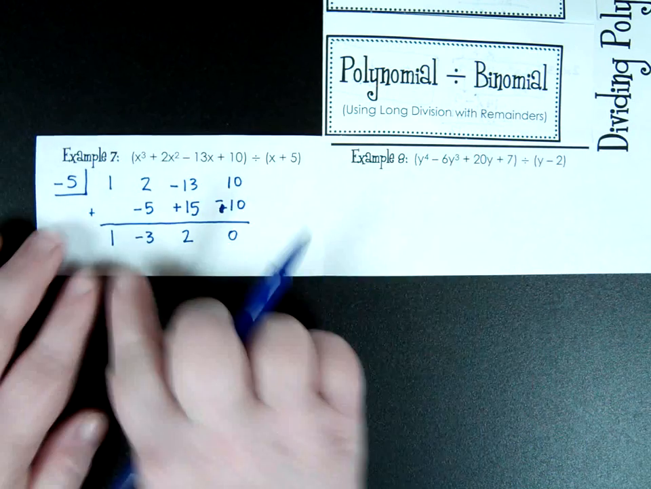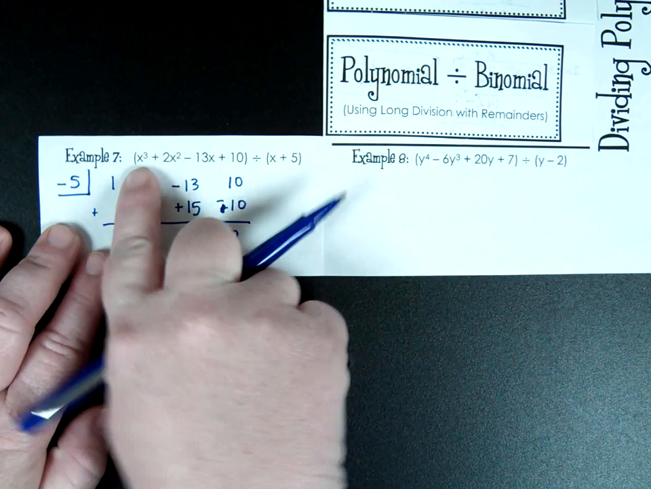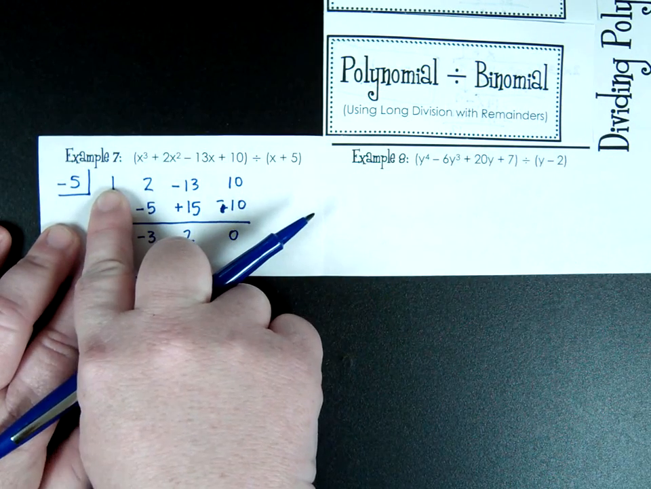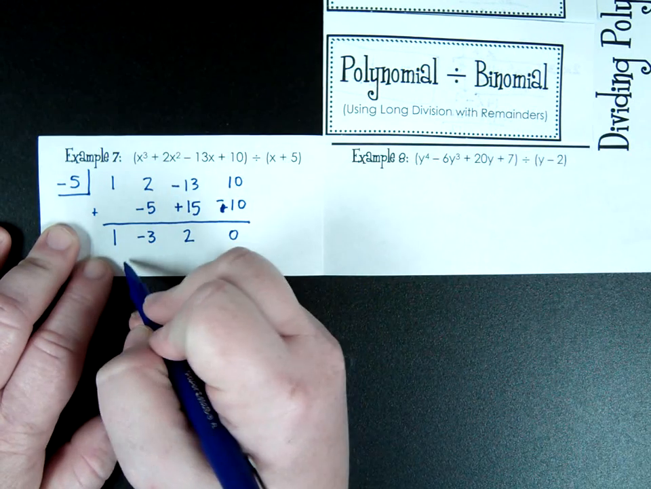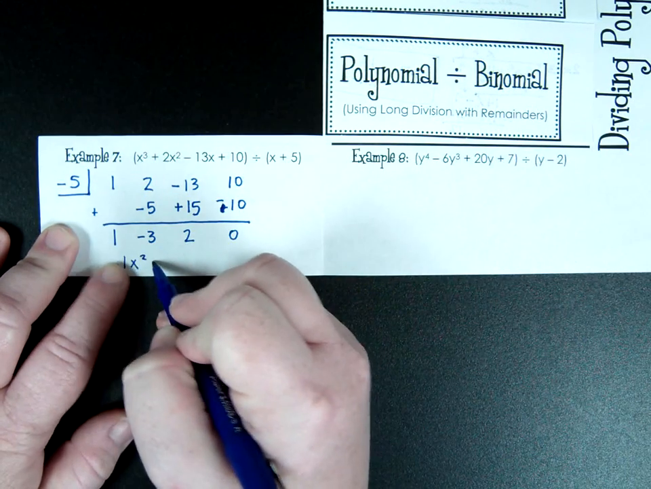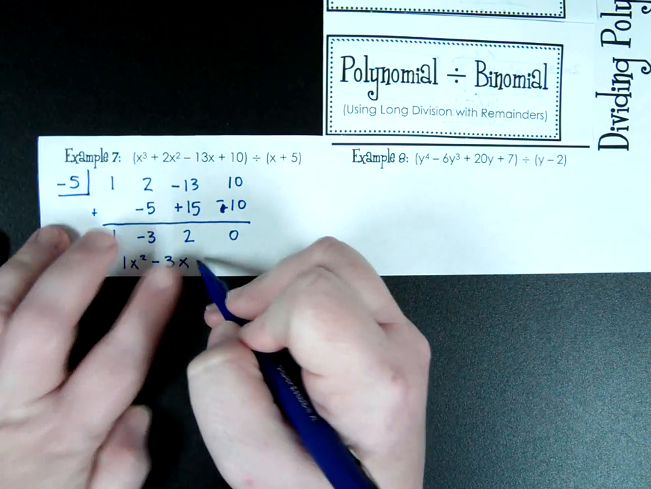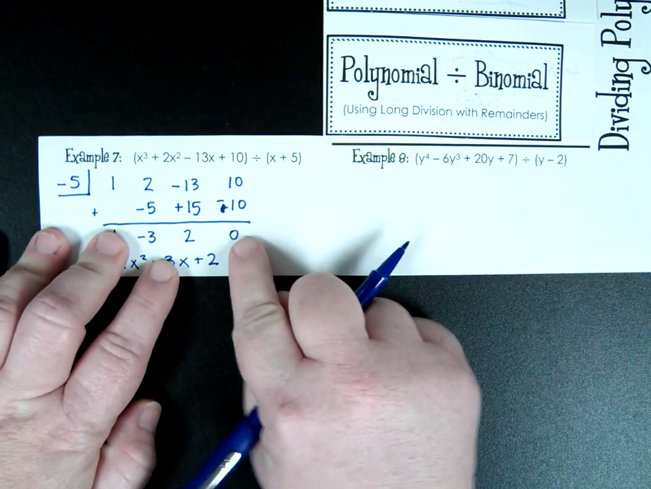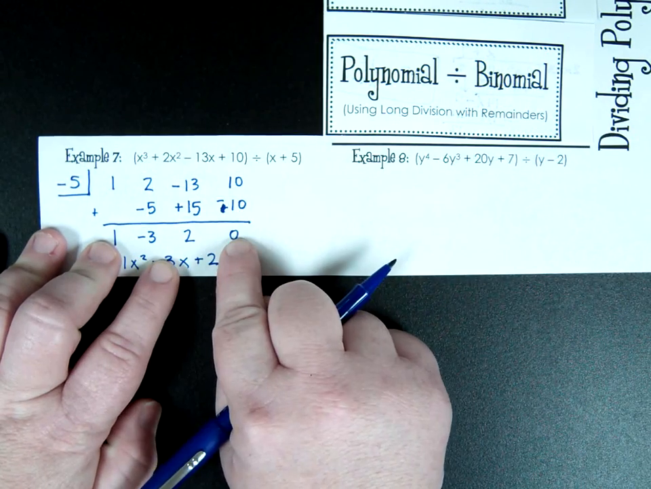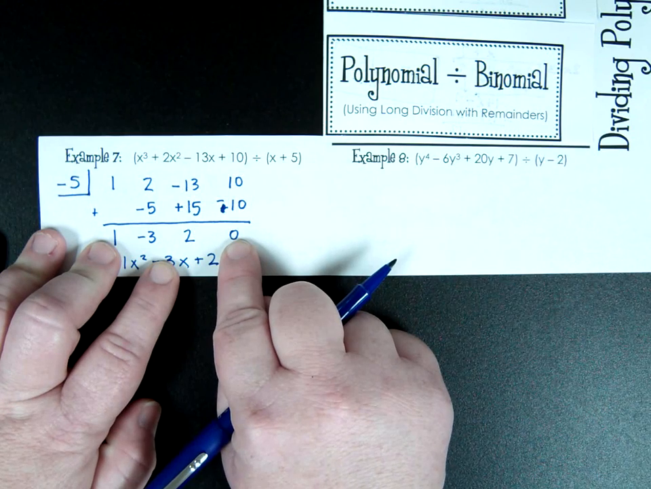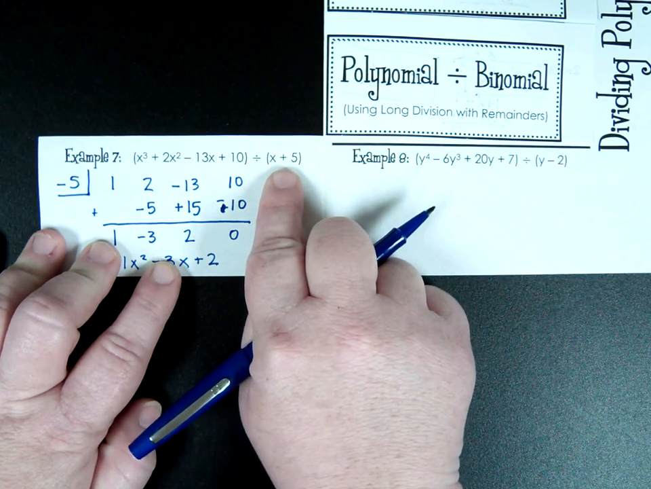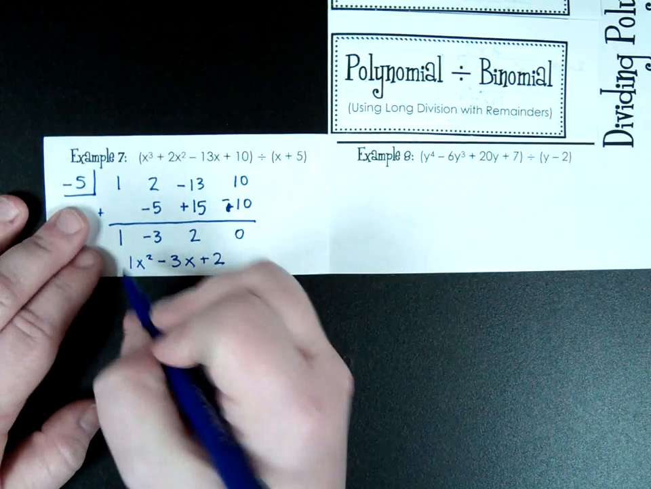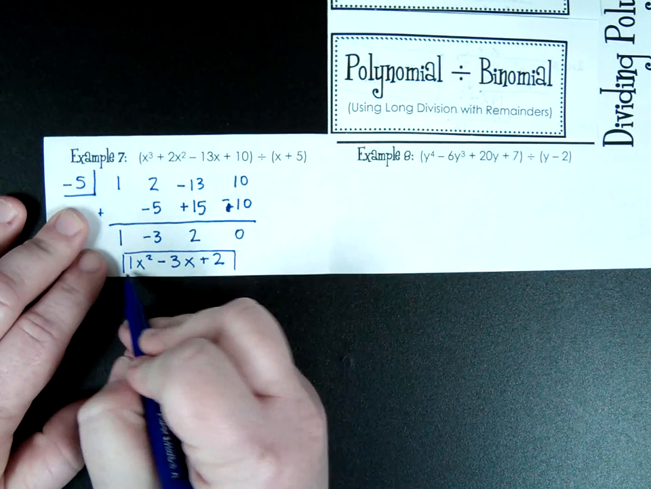So when I go ahead and write this equation, I started at x cubed originally, so when I have my answer, it's going to start with an x squared. So this would be 1x squared minus 3x plus 2. Now, if this had a remainder, if this had been a 4 or a 7 or a 9 instead of a 0, I would write that over x plus 5. That would be like plus 7 over x plus 5. But this would be my final answer.